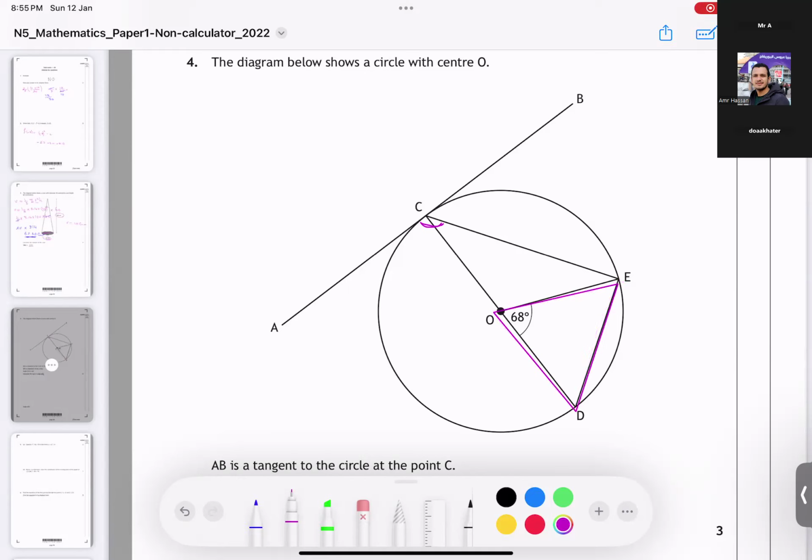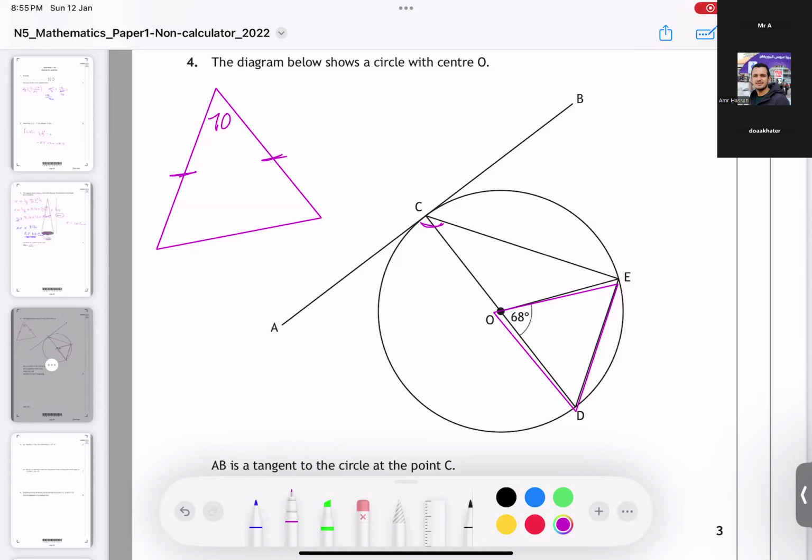This one looks like an isosceles triangle. Do you know why? All radii in the same circle are congruent, even if the problem doesn't mention it. I know that OE is congruent to OD. I got something really important. This one looks like an isosceles triangle. I have only one angle, the vertex angle.